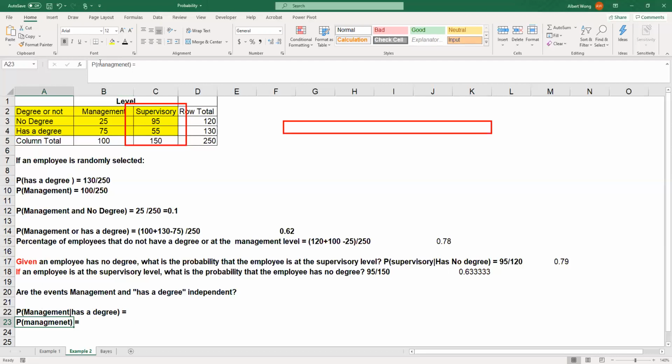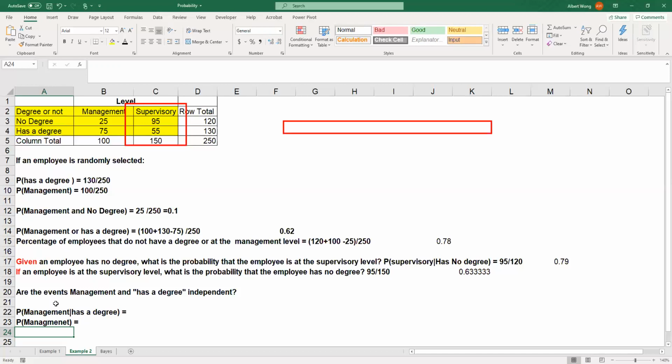In that case, they are independent. So whether an employee is in management has no bearing on whether they have a degree, or vice versa. On the other hand, if they are not the same, that means knowing that the employee has a degree actually changed the probability. Well, that means the two events are dependent, not independent.